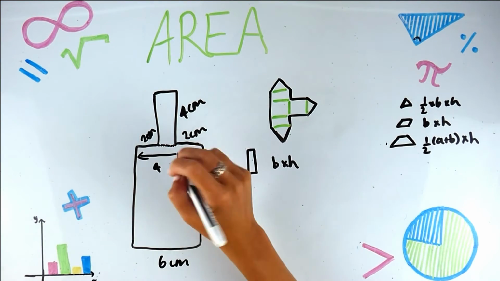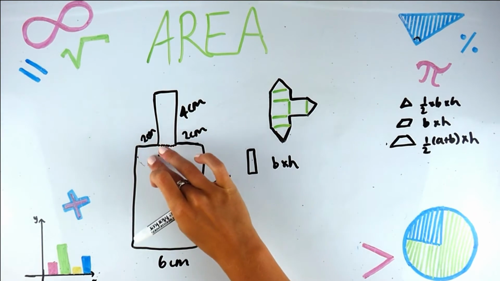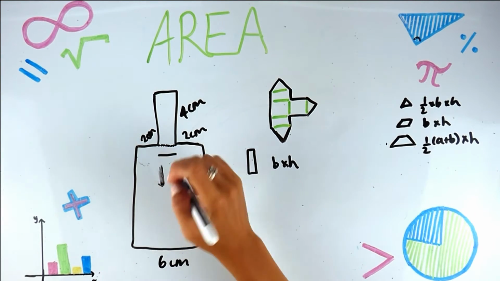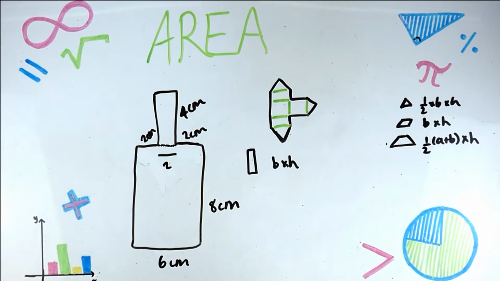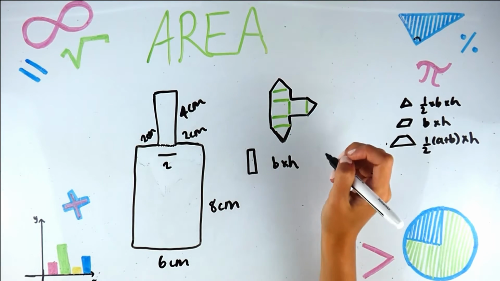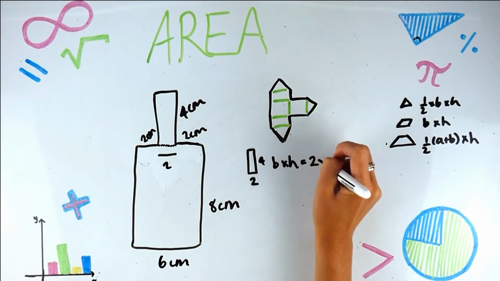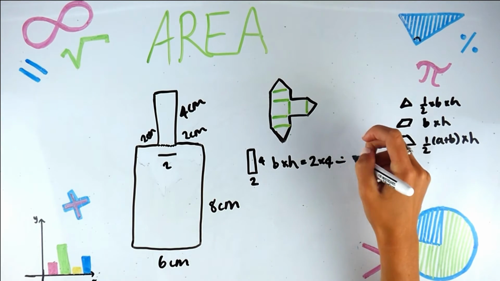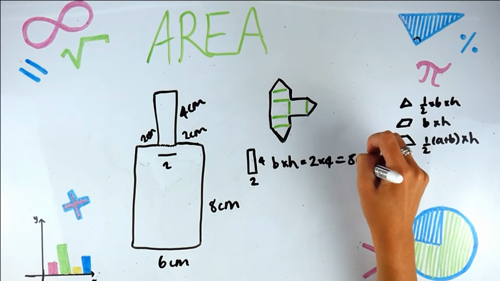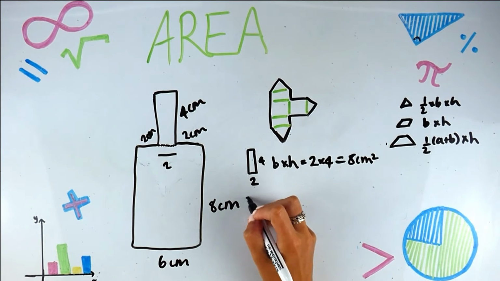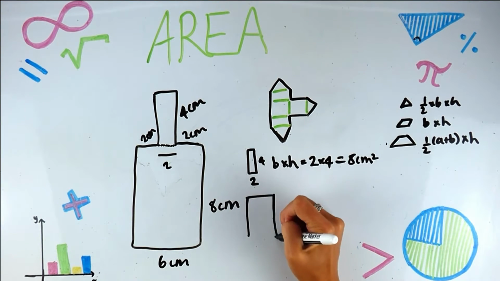We know this is another 2. So if we take away that bit there, we do 4 take away 2. So we know that is 2. So we know that's 2, and we've got given there 4. So base times height is 2 times 4, which is 8 centimetres squared.